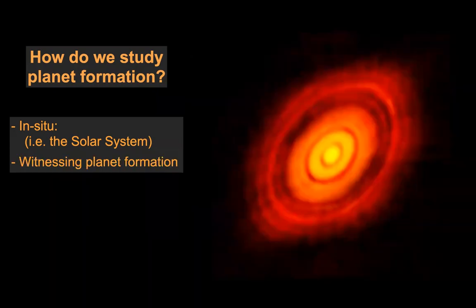A second way to do it is to actually study the planet formation process as it's ongoing. And so we can't do that in the solar system, right? The solar system we know from the chondrites is of order 5 billion years old. Planet formation happened early on in the solar system, so there's no active planet formation going on locally now.